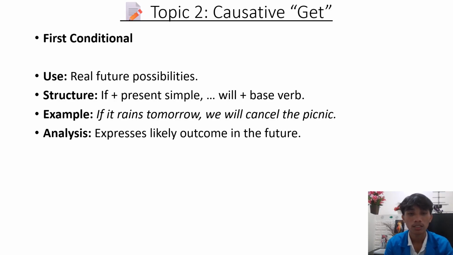This is the first conditional. The structure is if plus present simple, will plus verb. It expresses a real possibility in the future. For example, if it rains tomorrow, we will cancel the picnic. The word will makes a prediction or a decision based on the condition.